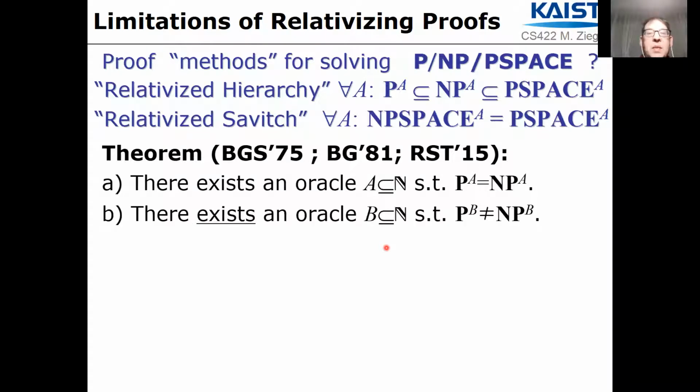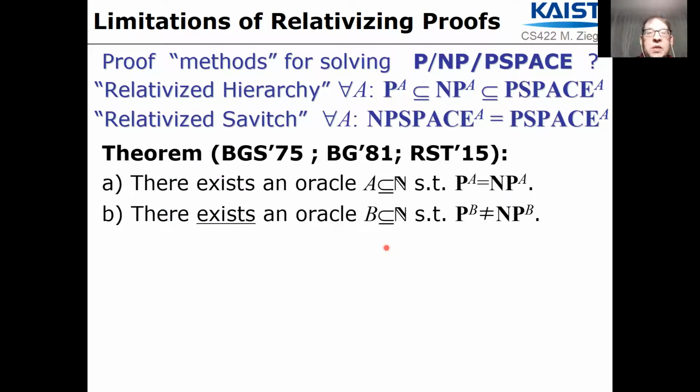And the second statement of Baker-Gill-Solovay says that the same is also true. We cannot prove P is equal to NP with relativizing proof techniques because there exists an oracle relative to which P is provably different from NP. So these are the two essential meta statements of the Baker-Gill-Solovay paper.